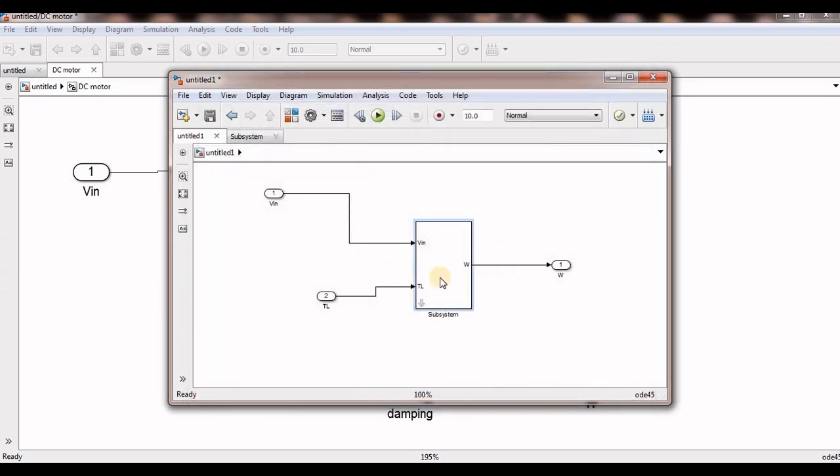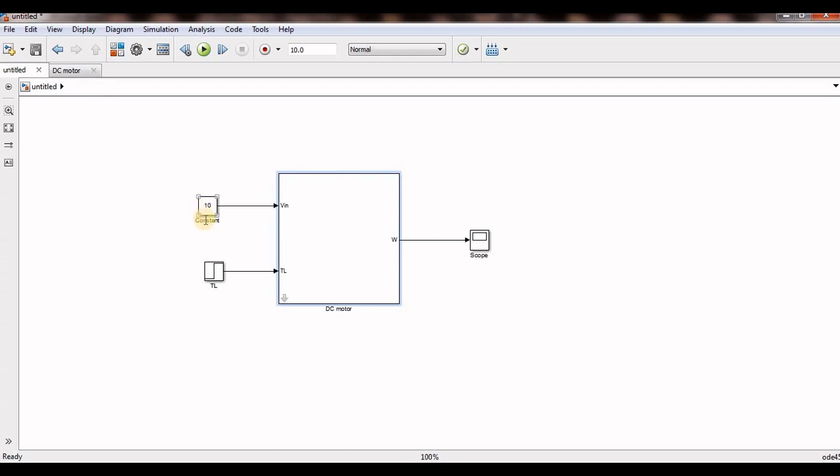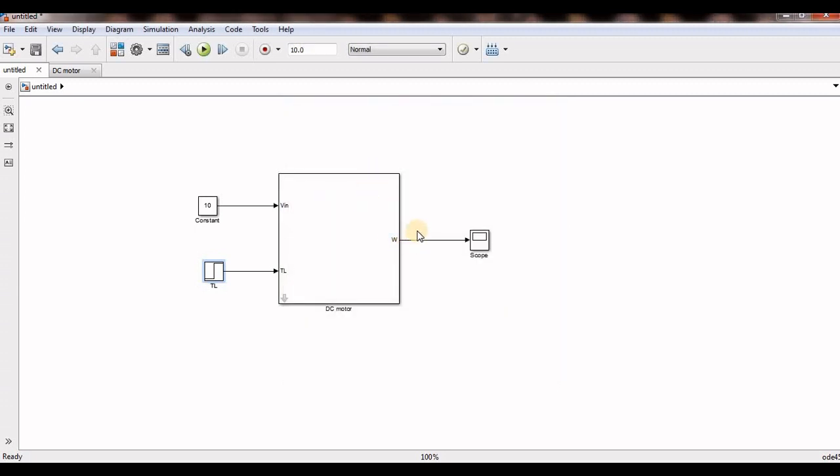So like that I designed this model, and I applied a constant voltage and a low torque. The torque is very low because I consider it in per unit. Here the per unit system is calculated based on speed. So 1500 rpm is my base speed, so I divided every block by 1500.